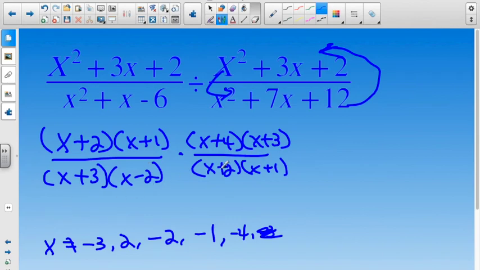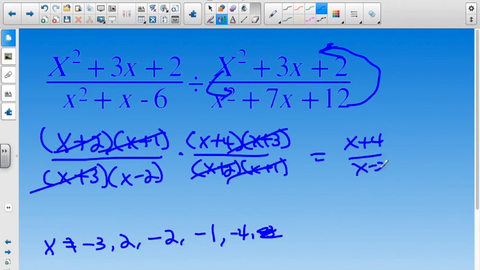Now, let's look for terms to get rid of. I can get rid of the x plus 2 and the x plus 2, the x plus 1 and the x plus 1, the x plus 3 and the x plus 3, and I'm left with x plus 4 over x minus 2. So that's the idea with simplifying rational expressions once we multiply and divide them. Again, we have to look to factor, and we have to see if we can get some like terms.